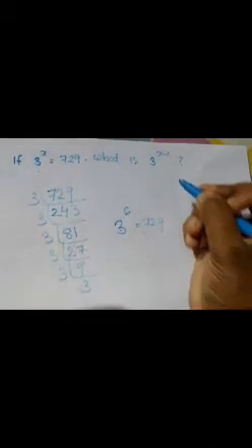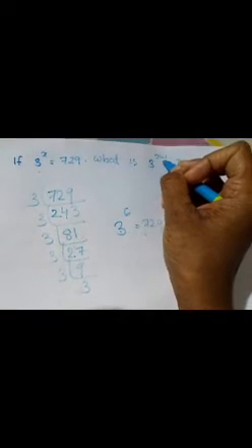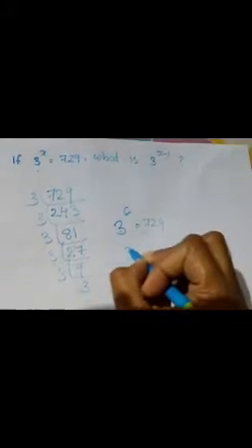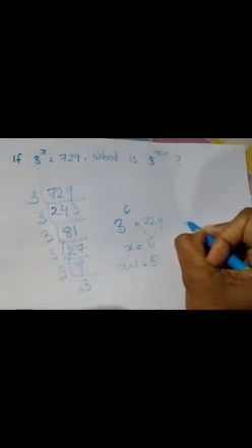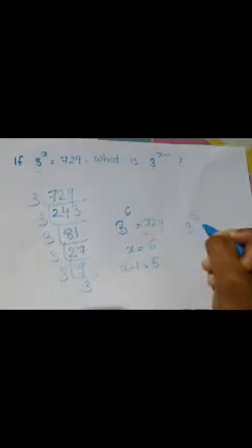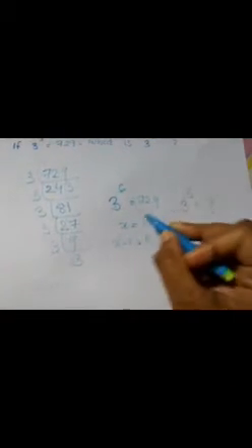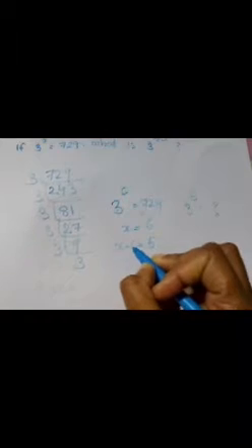Here we need to find out 3 raised to x minus 1. Here x is 6. Then x minus 1 will be 5. So we want to find out 3 raised to 5. What is the value of 3 raised to 5? Earlier, we had x plus 1. Isn't it x minus 1 here?